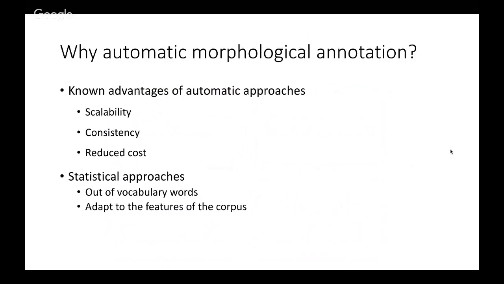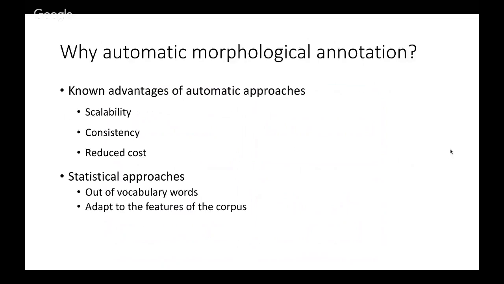Automatic morphological annotation, as I said, has some advantages in that it's scalable. Also, it ensures consistency in the sense that there is an algorithm, a computer program, that governs the decisions of the analysis to be chosen in the context, even though those decisions may not always be correct. It will definitely be consistent. And of course, it's a less expensive approach.